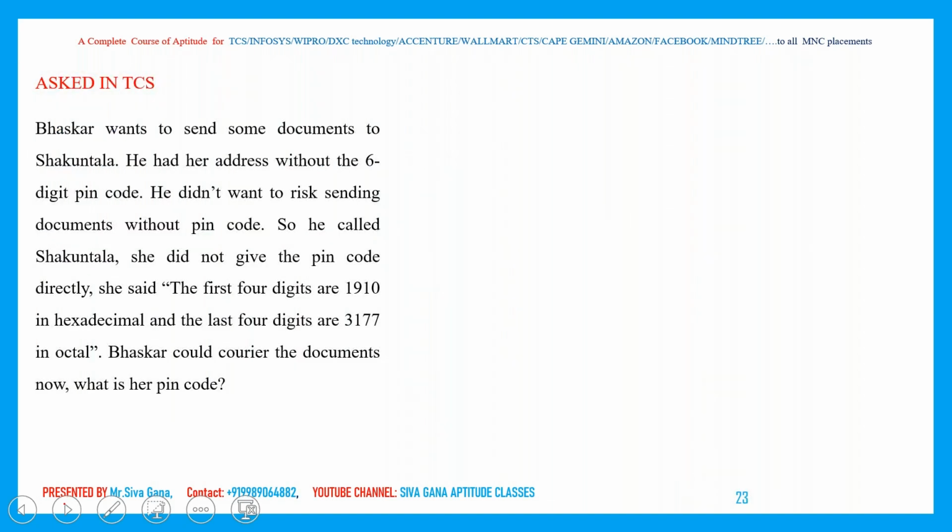Next question. Bhaskar wants to send some documents to Shakuntala. He had her address without the 6-digit pin code. He didn't want to risk sending the documents without the pin code, so he called Shakuntala. She did not give the pin code directly. She said the first 4 digits are 1910 in hexadecimal and the last 4 digits are 3177 in hexadecimal. First 4 digits, last 4 digits, which means 8 digits, but the pin code is 6 digits.